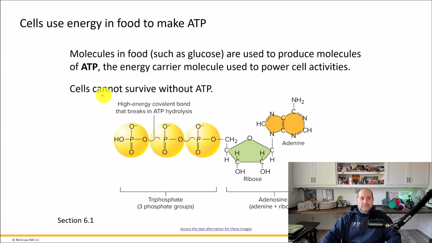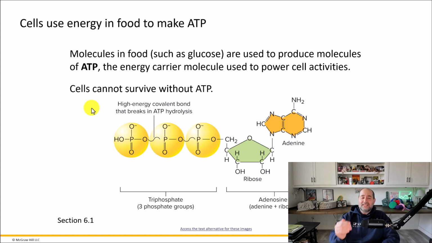And cells cannot survive without ATP. So it's really important that our mitochondria produce ATP because by cleaving this bond, you see this high energy covalent bond, by breaking this bond and releasing this terminal phosphate, this last phosphate group, we release energy required to do work inside of the cells. So, why do we eat sugars and fats? Is so that our mitochondria can make ATP. And that's what this chapter is all about.